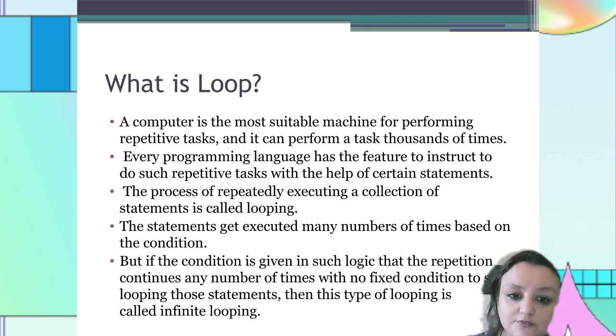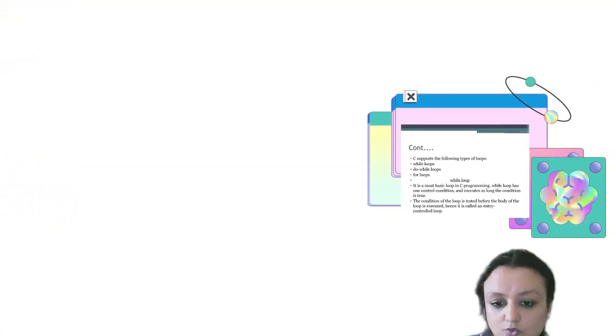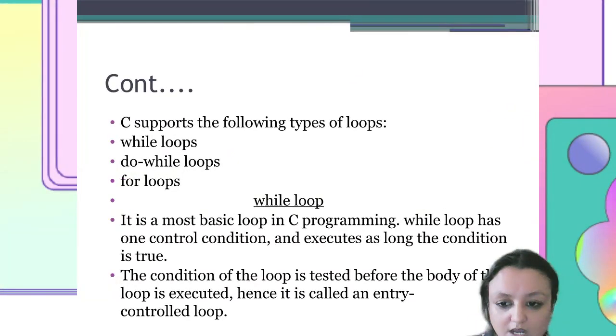So we basically have mainly three types of loops. One is for, one is while, and the other is do while loop. Discussing in the next slide about those loops. So there is the while loop, the do while loop, and the for loop.